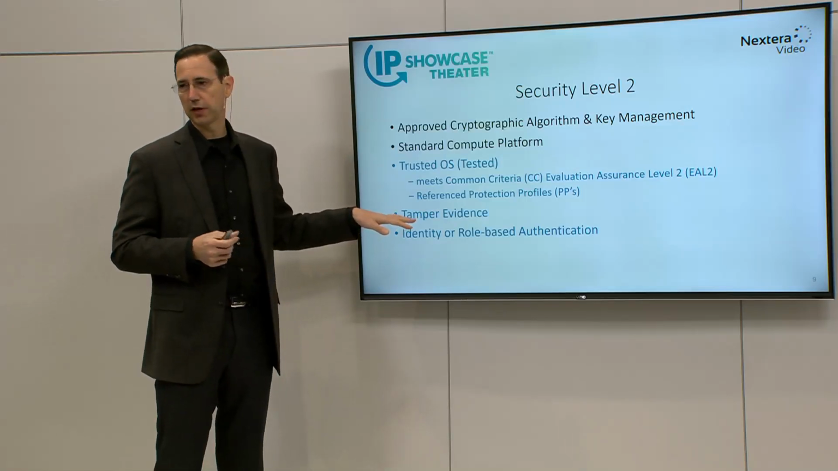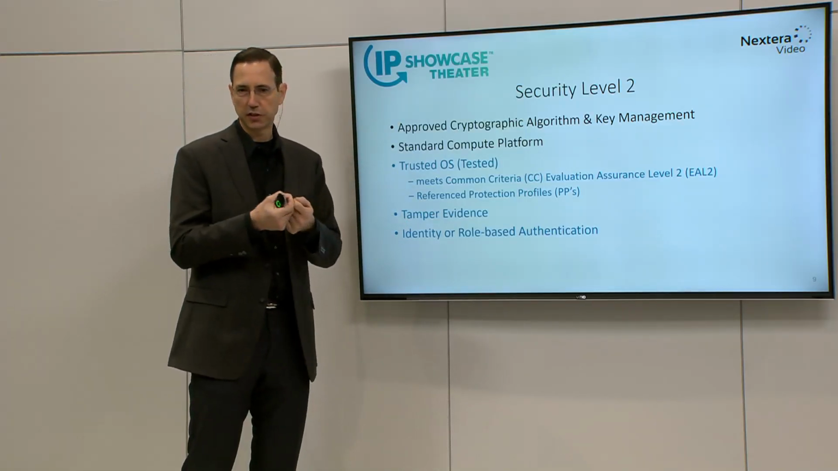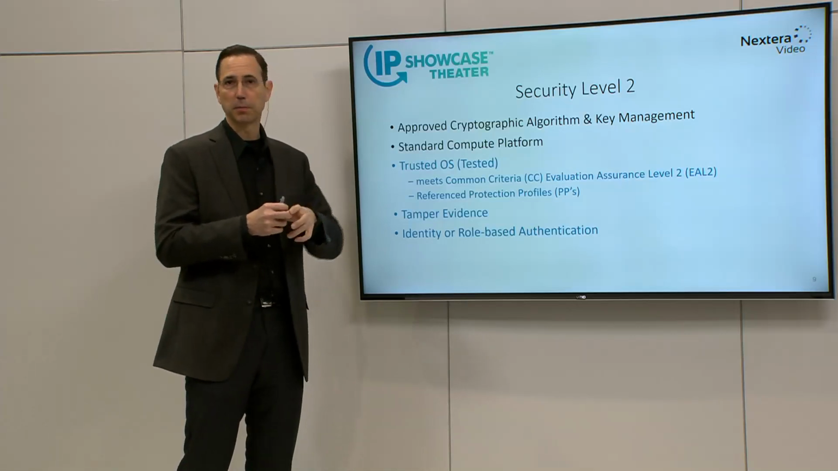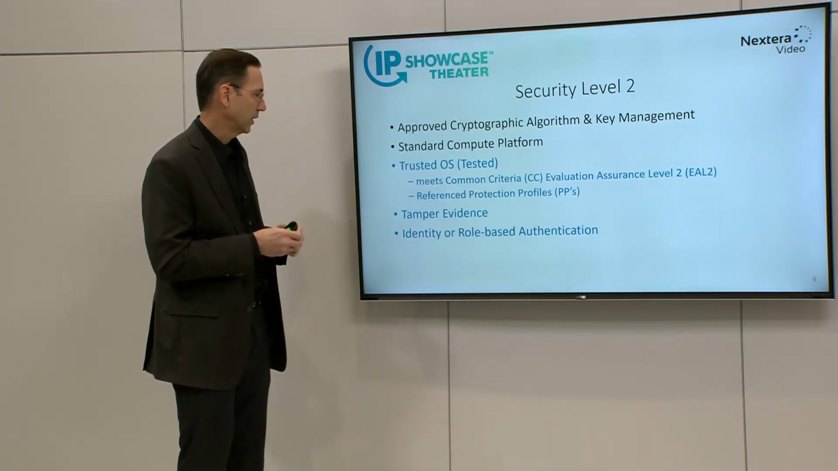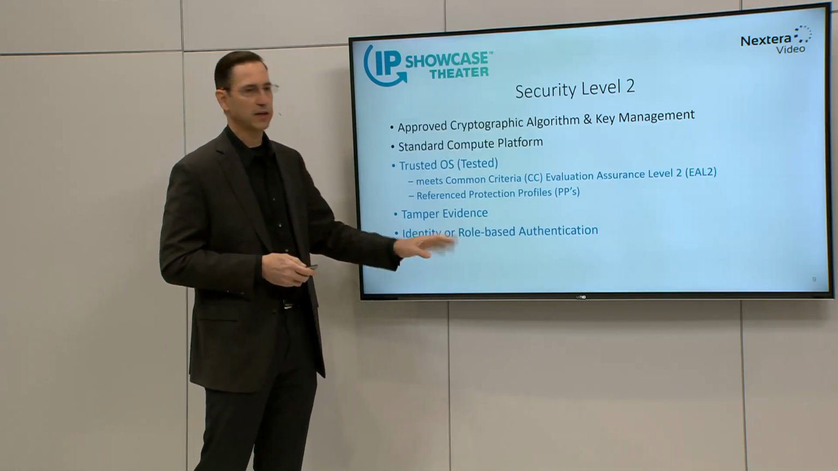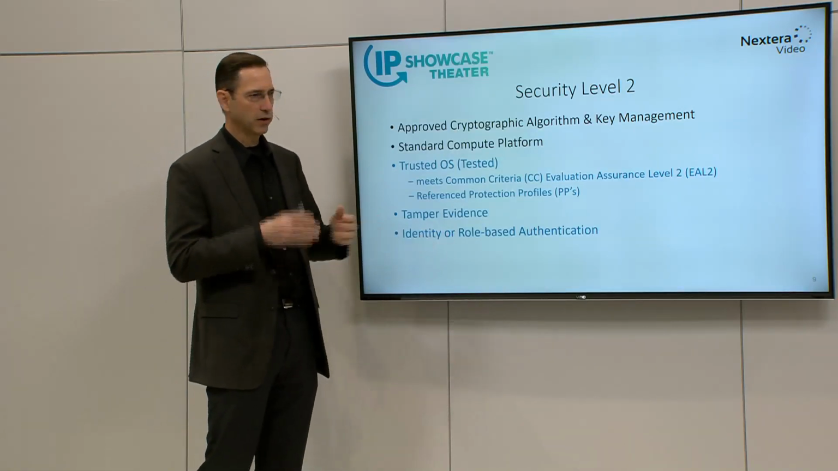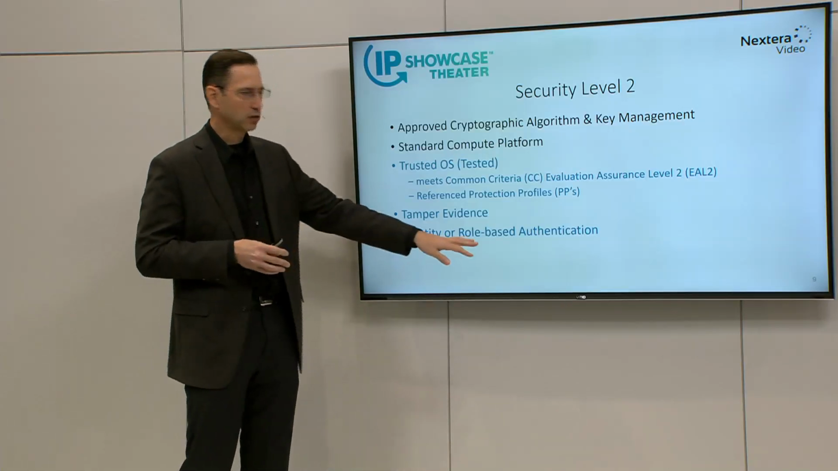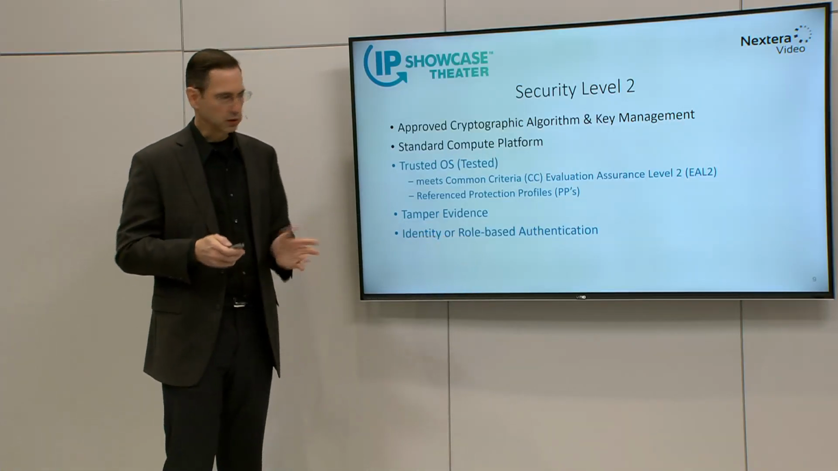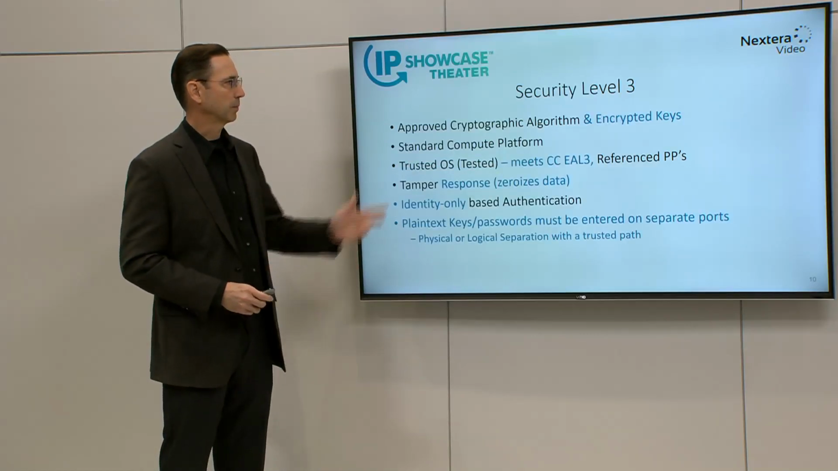Tamper evidence is also nice. For level 2, you really just need some kind of security sticker or tape or something, so if someone opens up the box, you can tell that it's been tampered with. And also some kind of authentication. You need to log in. They don't require individual identity-based, it could also be role-based. So it's a little bit loose from that standpoint, but still better than nothing, right?